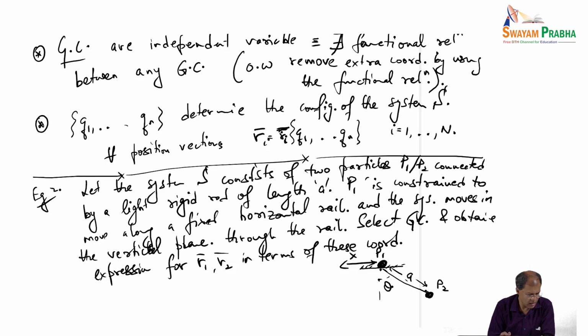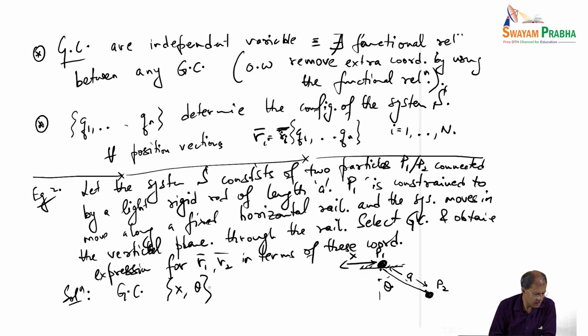Okay, so this is what the problem says. We need to find the generalized coordinates, and of course we can see that due to constraints on particle 1 and particle 2, the generalized coordinates automatically come out to be x and theta, where x is the horizontal distance moved and theta is the angle that the second particle makes with respect to the vertical.